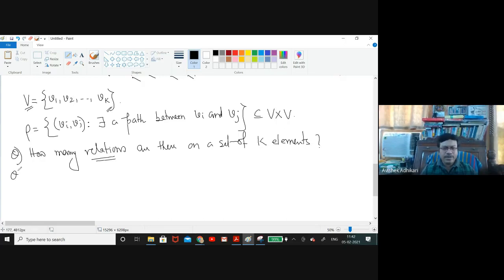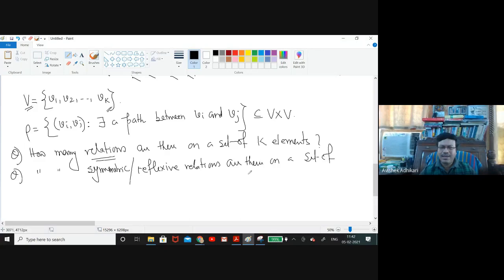Okay, maybe same question almost. How many maybe symmetric relations, then asymmetric, reflexive relations are there on a set of K elements?